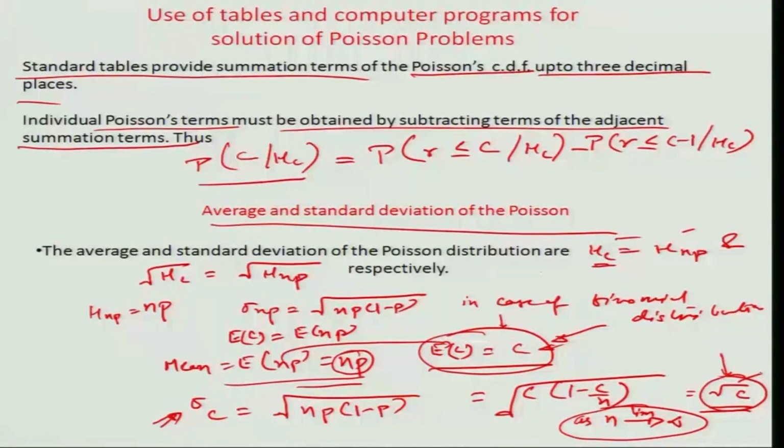So, that is about it. You have seen the binomial, and you have also seen cases where the occurrences are very highly unlikely and there is a huge database. That is represented by the Poisson's distribution.